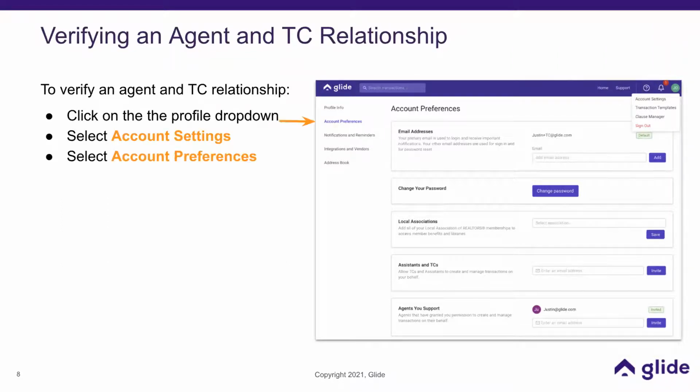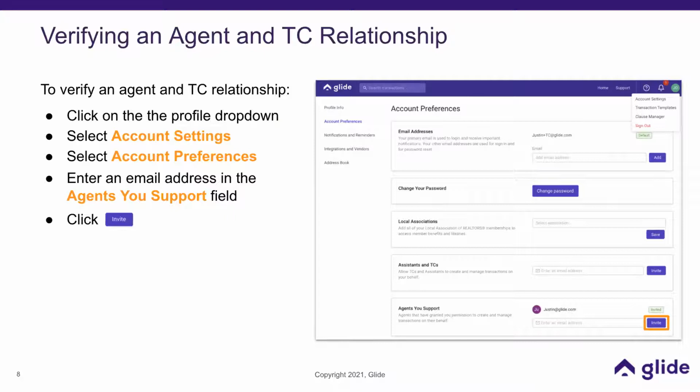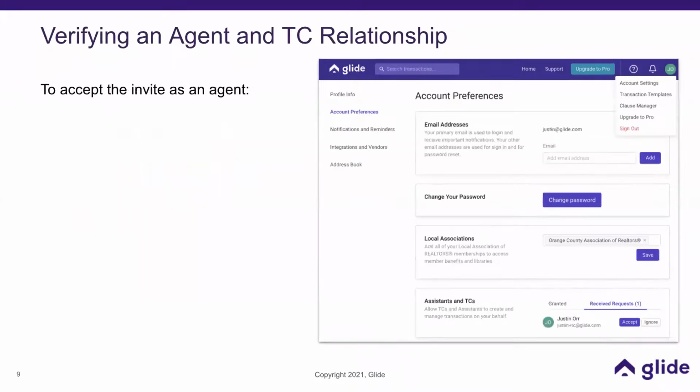Then you'll go over to the left-hand side and select Account Preferences. Next, scroll down on the page, find the section, that tile that says Agents You Support, and you'll enter in the agent's email address on the right-hand side. After you enter in their email, click on Invite, and that sends off that invitation to the agent. Then the agent has two options, either from their email, they can click into their email because they will get an email invitation, and there's going to be a big button in the middle that just says Verify in purple. They can click on Verify and it'll verify that relationship.